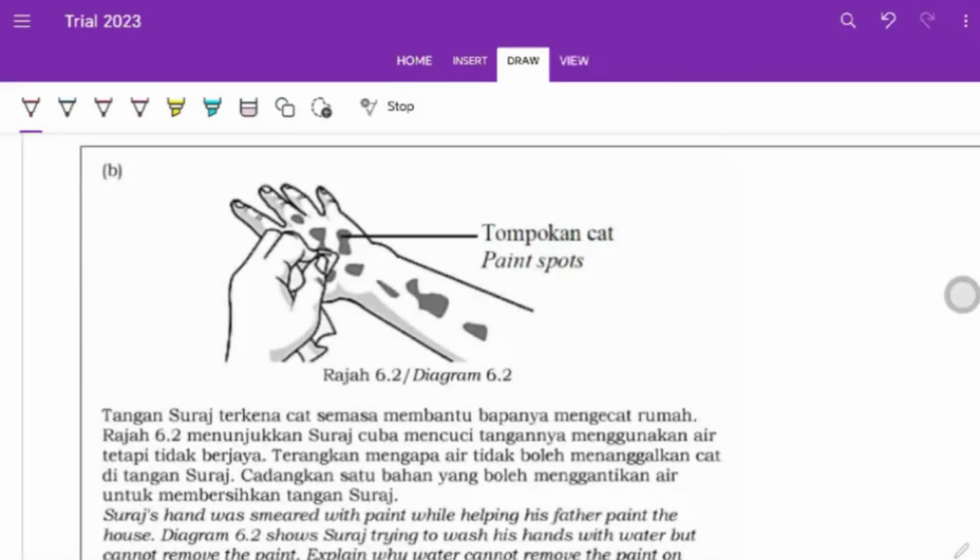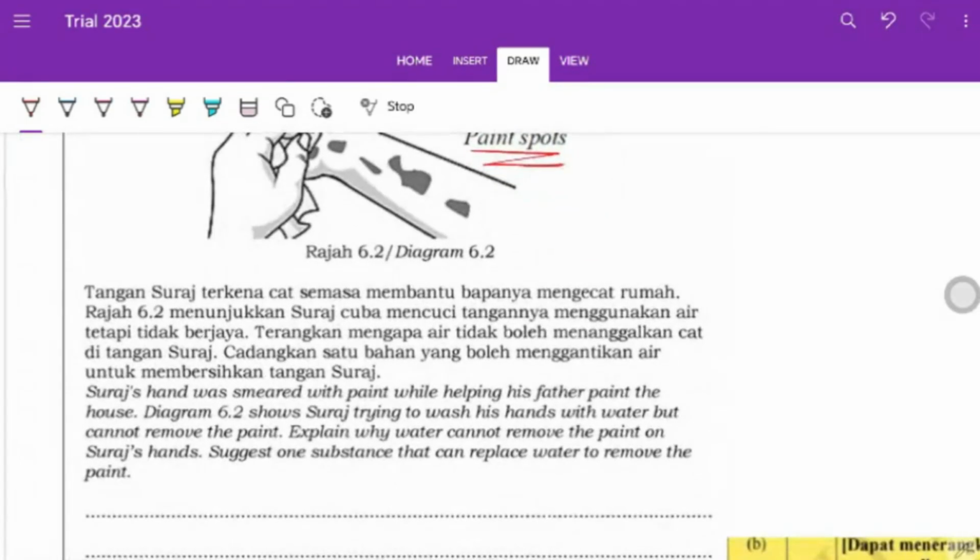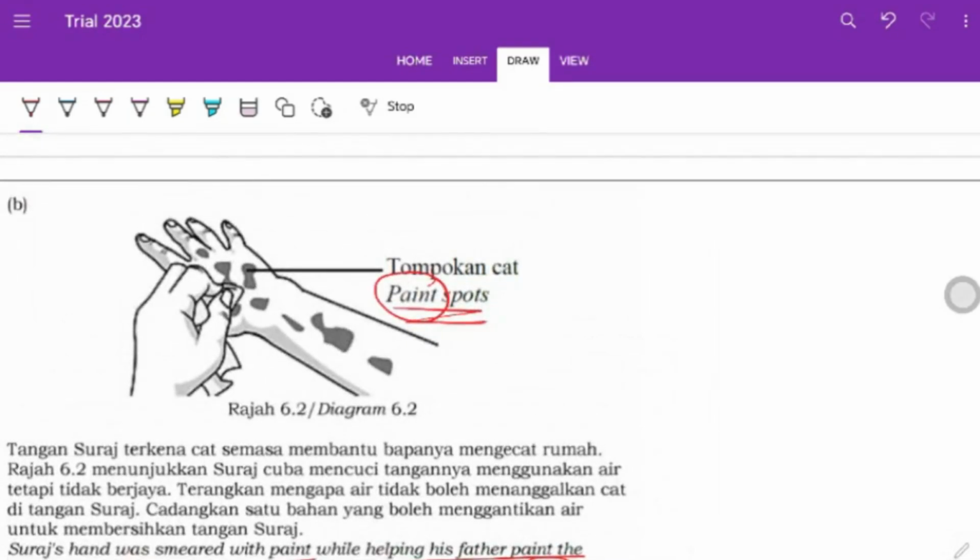Okay, B. This one is about the paint. Suraj's hand was smeared with paint while helping his father paint the house. He tries to wash his hand with water but cannot remove the paint. Explain why water cannot remove the paint, and suggest one substance that can replace water to remove the paint. So class, what is the content of paint, ionic or covalent?